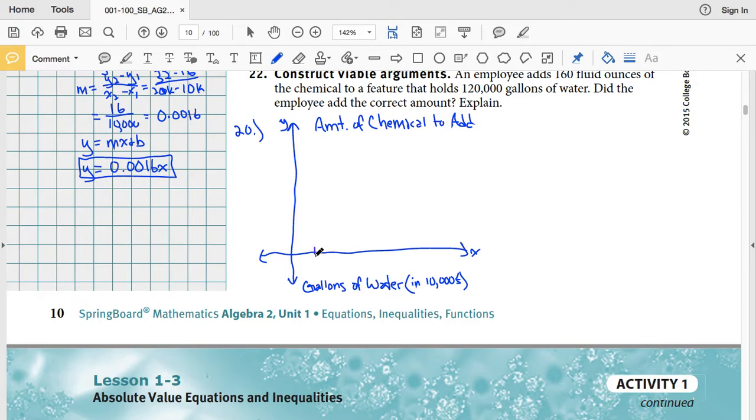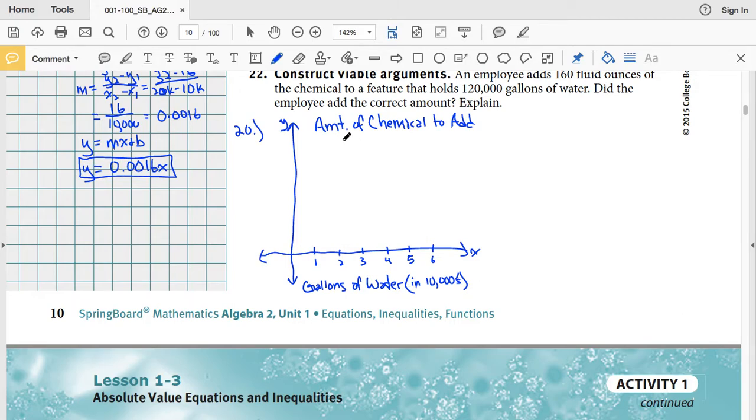So that way, when I go 1, 2, 3, 4, 5, why not put a 6 here? This one stands for 10,000, 2, 20,000, 3, 30,000, so on and so forth. Okay, so the Y is a little bit more tricky.